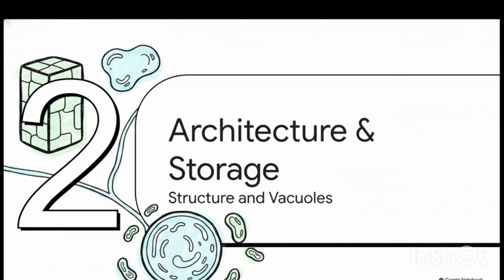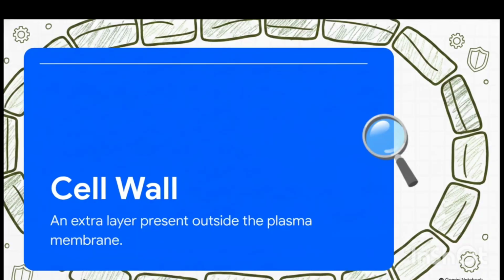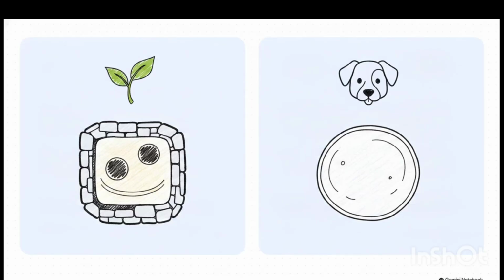Section 2. Architecture and storage. So let's start with a really foundational piece of plant architecture, the cell wall. The science text defines it as an extra layer present outside the plasma membrane. Think of it as this rigid, protective outer armor. It acts as a super tough boundary beyond that standard plasma membrane we just talked about. And that brings us to our very first major difference.